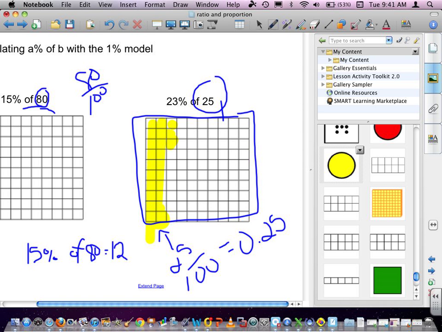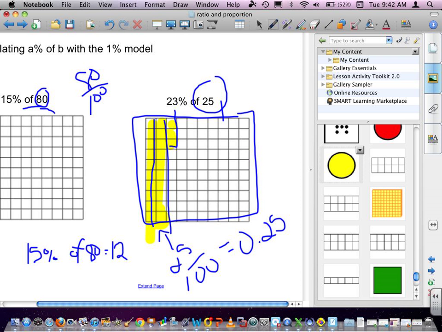Okay, so every one of those little squares is 0.25. And I'm thinking about 23% of this. So if 100% is 25, I want to know what's 23% of that. If I think about that, it's 2 columns and then 3 more little squares, right? And so 2 columns is equal to 5. Why is 2 columns equal to 5?